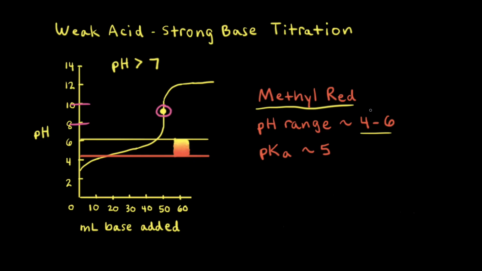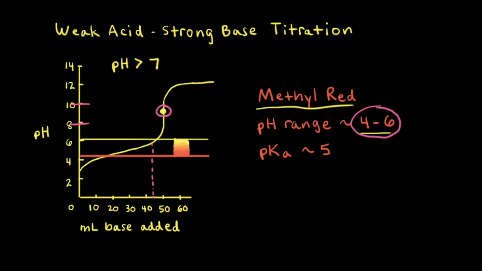Therefore, if we used methyl red and we stopped the titration when the color changed, we'd be stopping the titration too early. So we might be stopping it somewhere in here before we reach the equivalence point. So methyl red would not be a good choice as an acid-base indicator for this titration.